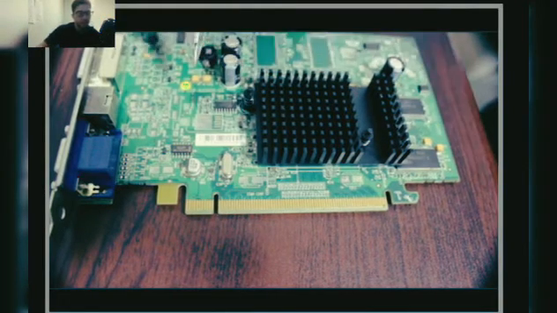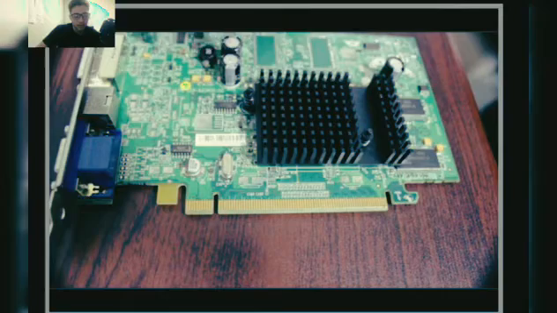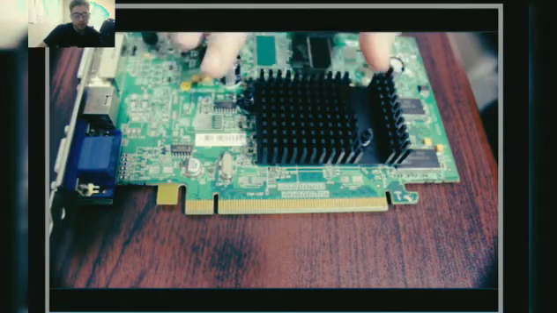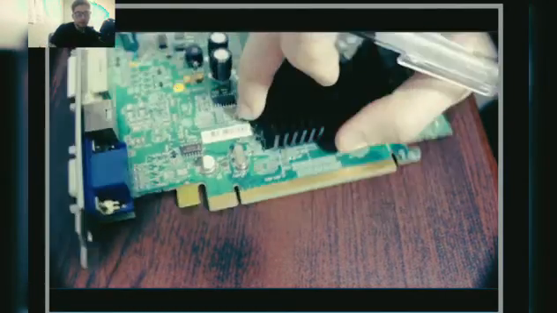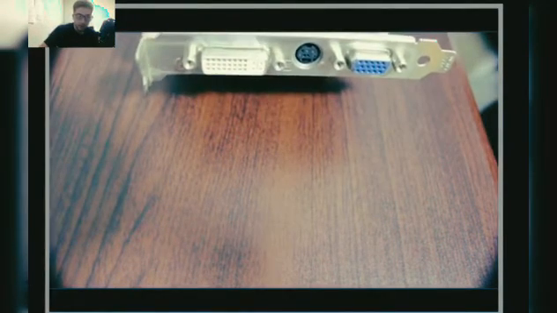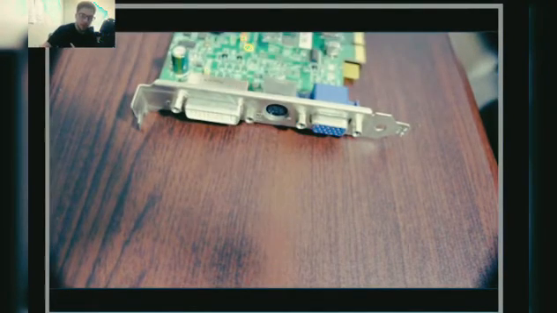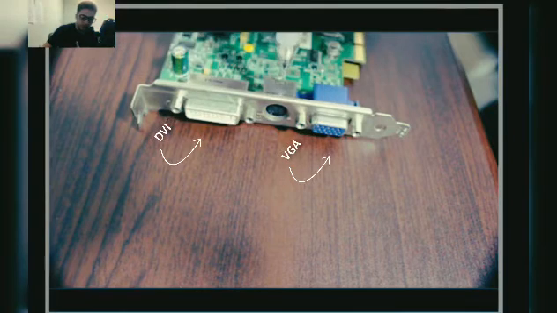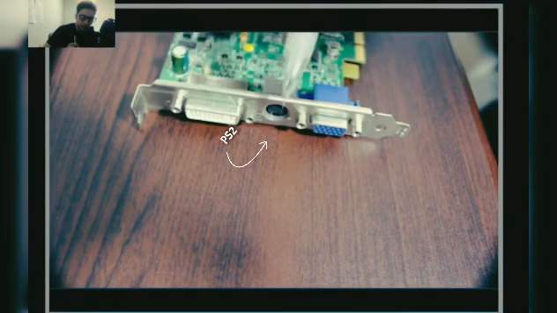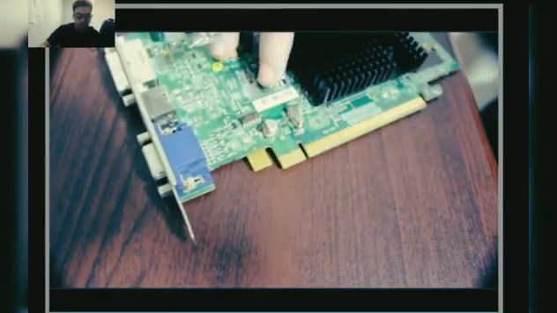Now, the reason that this is different from an integrated graphics card is that once you plug it in, the dedicated graphics card has to then output this to a monitor. And what we have right here are three different outputs. This is a dedicated graphics card from the 2000s, so it's not as sophisticated as today's graphics cards. But you can see right here we have VGA, DVI, and I forgot what this one is, a PS/2 output for video.